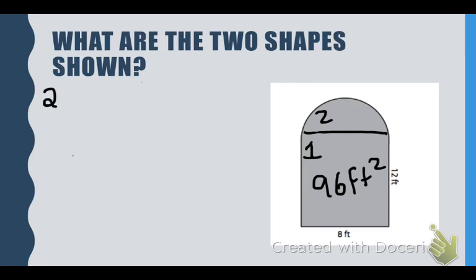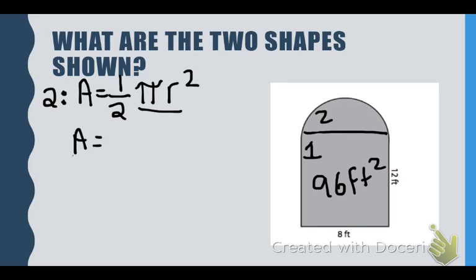So for shape 2, we need to find the area of half a circle, which means we need to write A equals 1/2 pi r squared. So we're still writing the area of a circle, but this time we're putting a half in the front because it's half a circle. So in order to rewrite the area, we need to find the radius. However, right now we only know what the diameter is, and that's 8 feet.